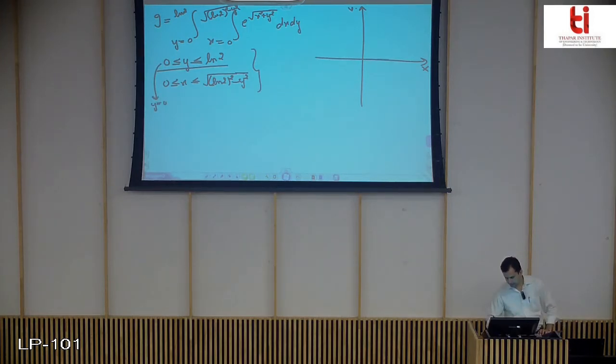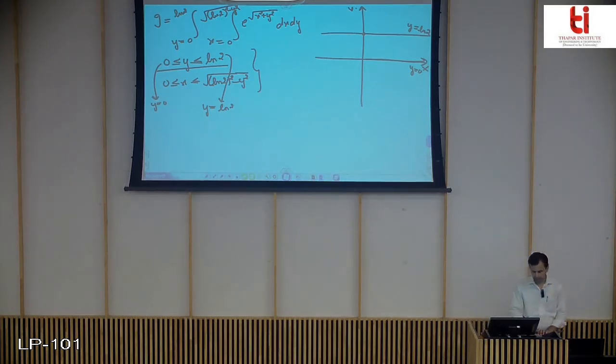So here is the line y equals 0. Here you have y equals ln2. So y equals ln2 is somewhere here. So this is the line y equals ln2. Done. So y is greater than 0 and less than or equal to ln2. So in between these two lines, whatever the region of integration will be, that will be lying between y equals 0 and y equals ln2.